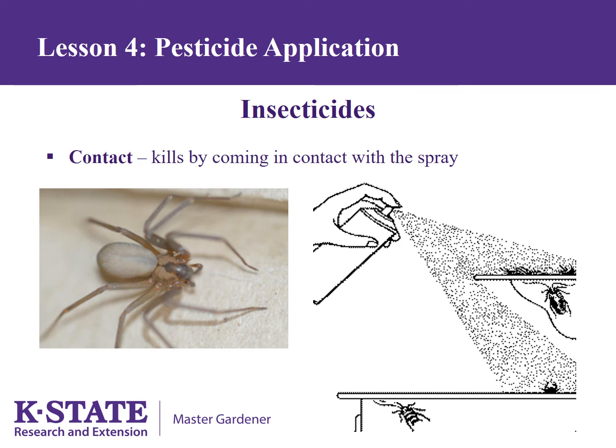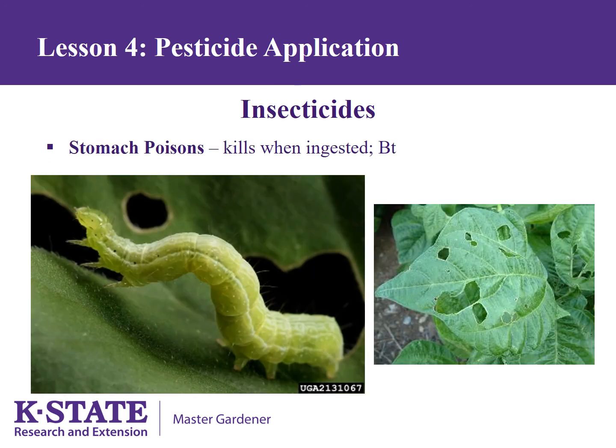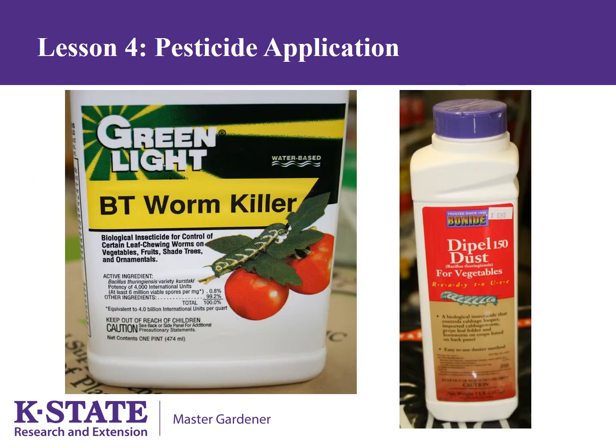Contact insecticides kill the insect when they come in contact with the spray. It is important to apply these products under leaves and in areas where the insect will most likely live. Insecticides that are formulated as stomach poisons have to be ingested by the insect to be effective. It is important to have these products applied in areas where insects are feeding. Examples of stomach poisons include products containing Bacillus thuringiensis, commonly referred to as BT, and dipel dust.